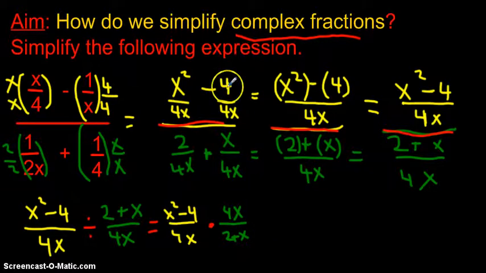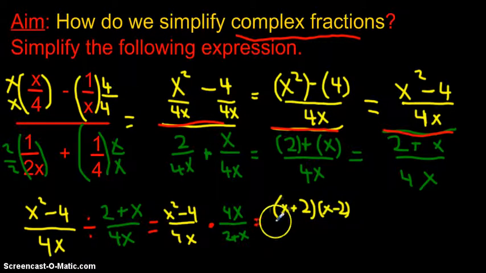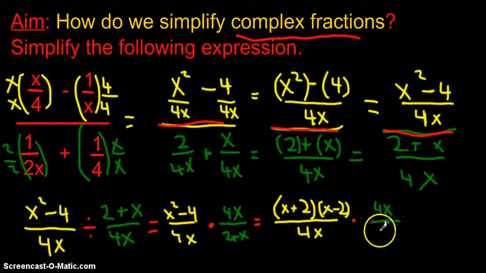Okay. Now we want to factor as much as possible. This numerator here is a difference of squares, so we'll factor that. That's x plus 2 and x minus 2 all over 4x times 4x over 2 plus x, which is the same thing as x plus 2.